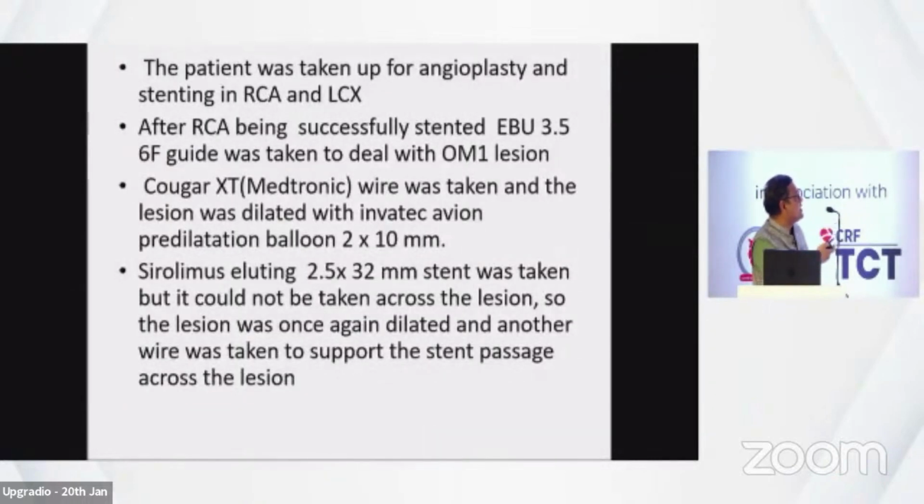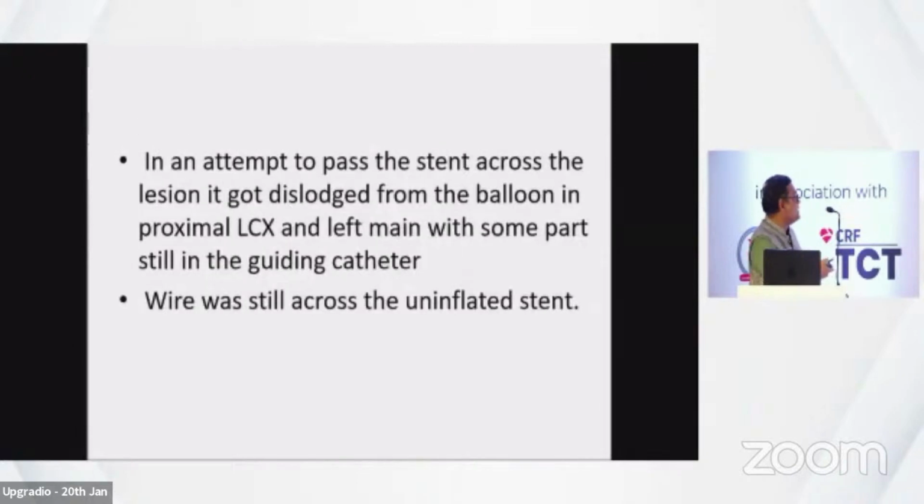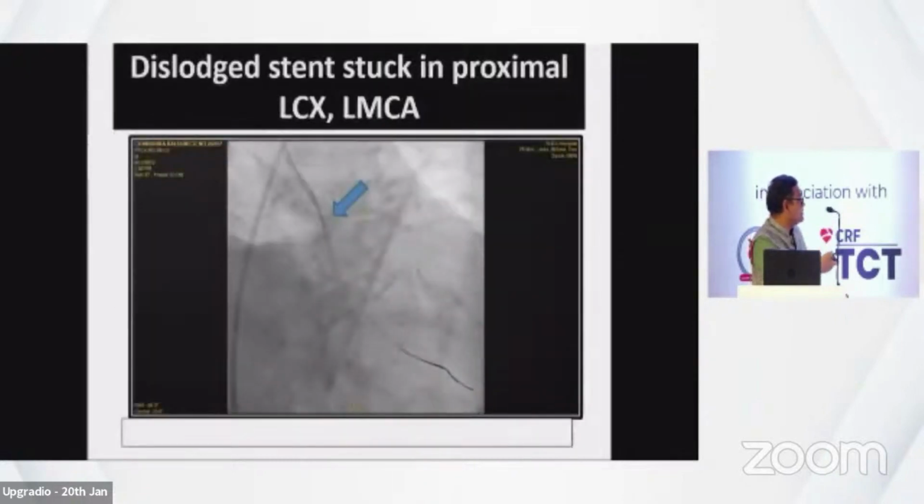Anyway, the patient was taken up for angioplasty and stenting, and the RCA was nicely done, no problem. But when the circumflex was tried, and this is an old case, so sirolimus stents were available at that time, so it was done. But once the circumflex was tried, the stent got dislodged, and there was an uninflated stent there in the circumflex, as you can see.